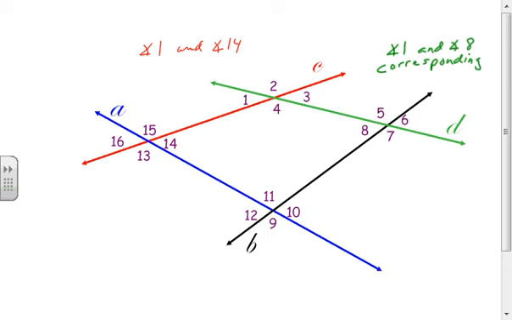Okay, so hopefully you've got some good notes on this, and you can rewind this, watch it over again. Make sure you've got good pictures in your notes.